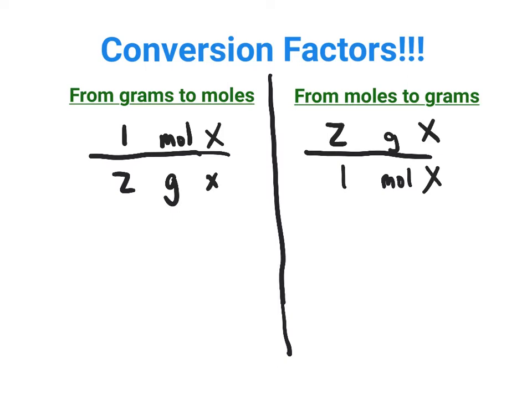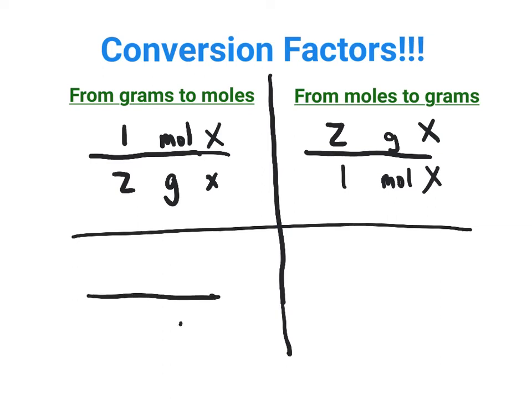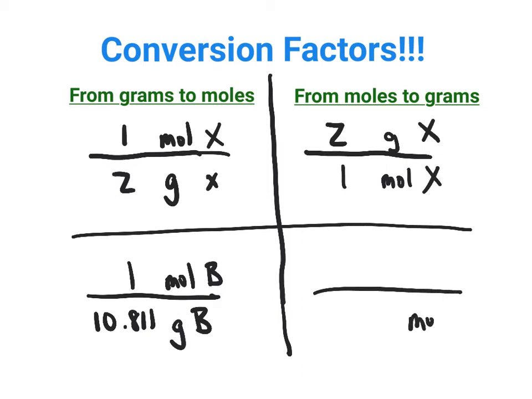How I do this in real life, let's look at a real element. We'll use boron as our real example. If I want to go from grams to moles of boron, this is the conversion factor. I want to get rid of grams of boron, it goes on the bottom. I want to change it to moles of boron, it goes on top. So it's 1 mole of boron, and the molar mass of boron is 10.811 grams. Likewise, if I want to go from moles to grams, I've got moles of boron on the bottom, grams of boron on top, and it's the same exact thing. I'm just filling in the numbers now. Like we always do, we put the units first and the numbers last.